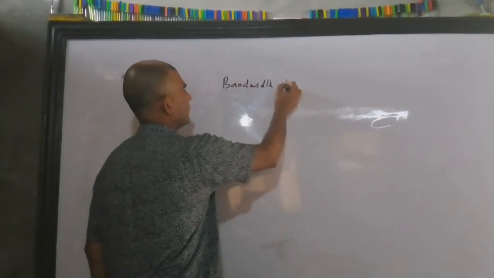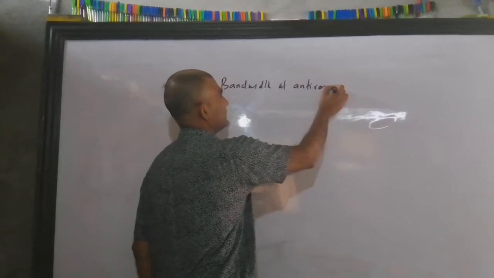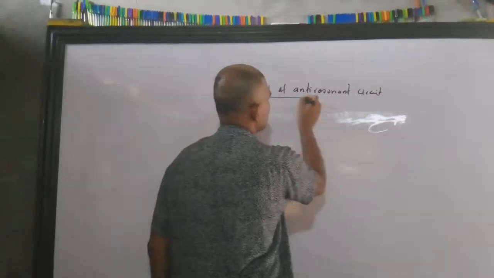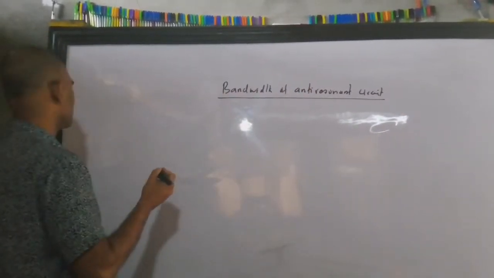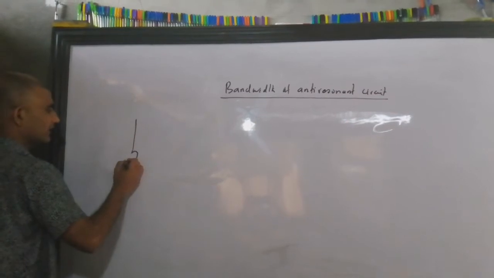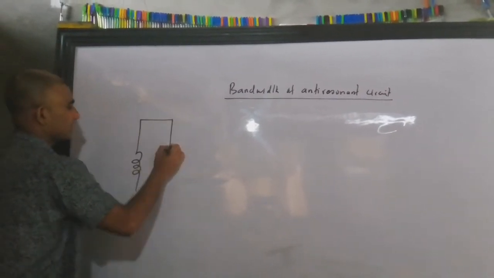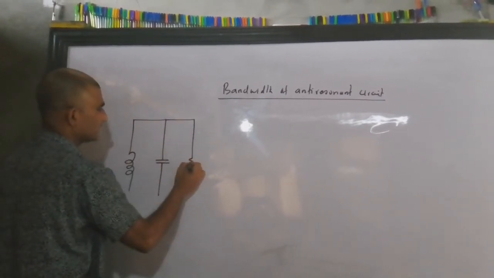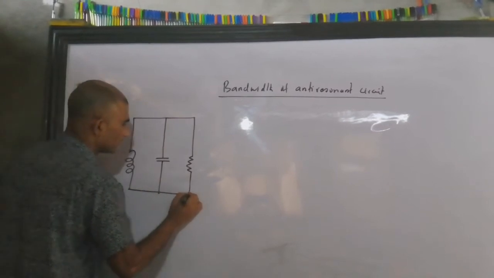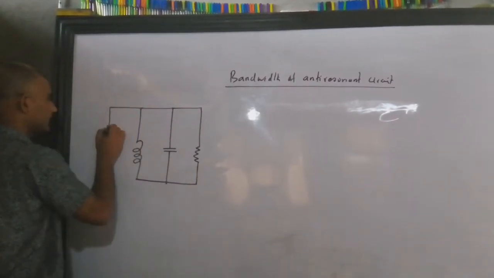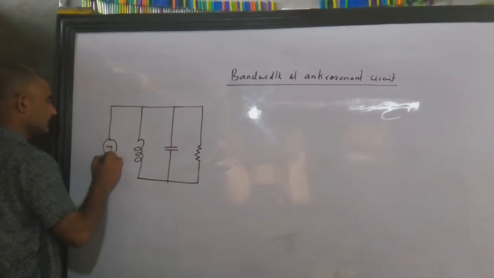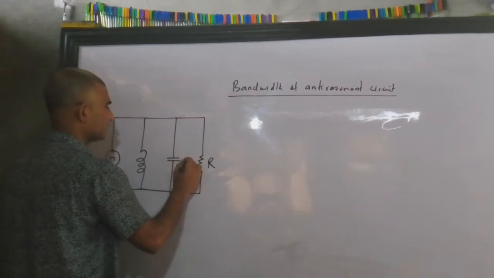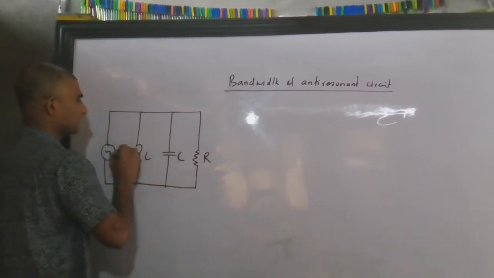Bandwidth of anti-resonant circuit. So we know what an anti-resonant circuit means. In this case we have three components: one is the inductor, the capacitor, and the resistor. These three major components of our electronics are connected in parallel to each other across the AC source. Then this is called the parallel circuit. We know the symbol R for resistor, C for capacitor, and this is the inductor.